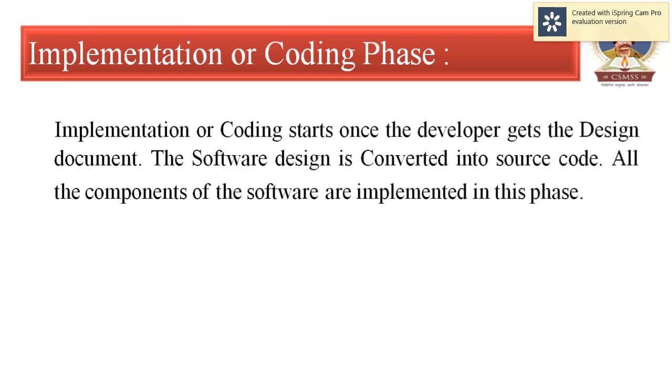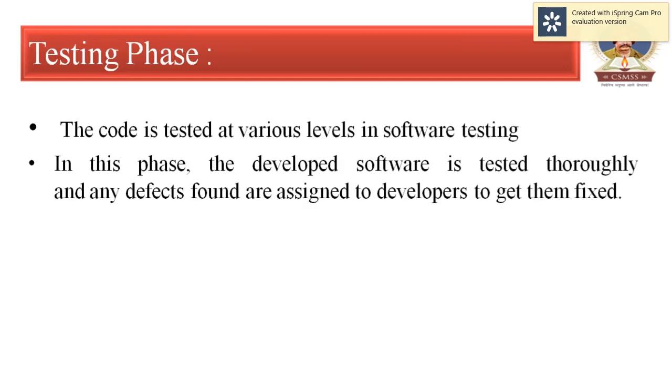Now next phase is the implementation or coding phase. Implementation or coding starts once the developer gets the design document. The software design is converted into the source code. All the components of the software are implemented in this phase. Means actual implementation or actual coding of the software starts from this phase.